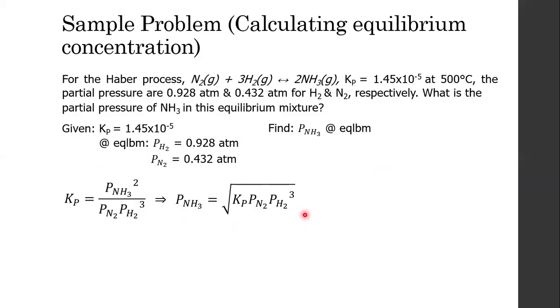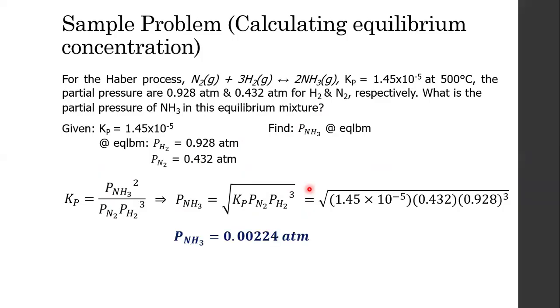And we have no problem here since all of these three terms are given already, and you just have to substitute the values. With that, we can calculate the partial pressure of ammonia, which would give you 0.00224 atmosphere.